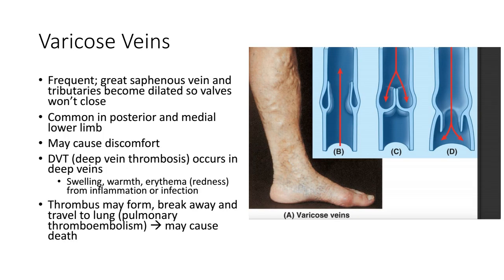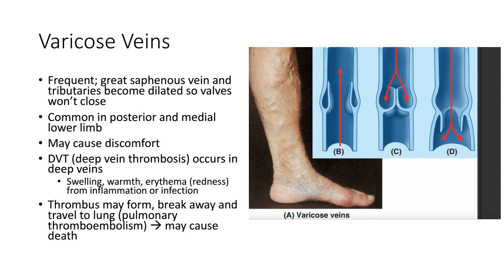Varicose veins is another condition that I want you to know about. Varicose veins are kind of common. They frequently happen in the great saphenous vein and the tributaries of the great saphenous vein. And so what happens is these veins, the great saphenous vein and the tributaries, become really dilated, and then the valves can't close because the two sides of the valves are too far apart. So this is common in the posterior part of the thigh and the lower limb, and also the medial lower limb. Varicose veins cause a lot of discomfort.